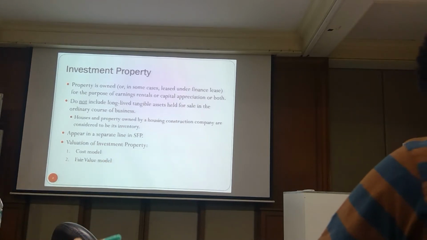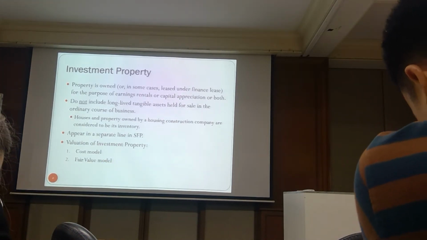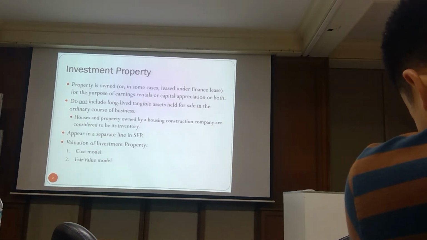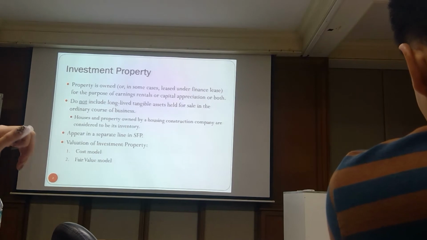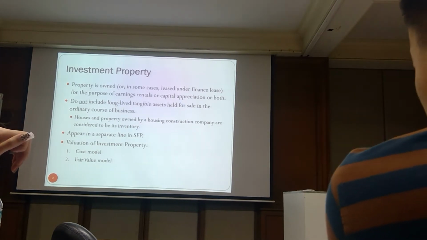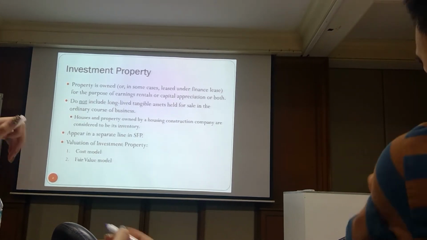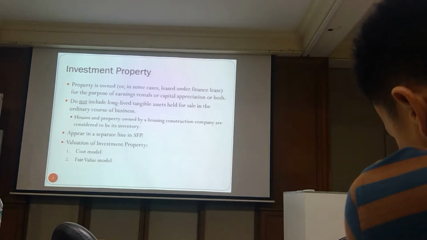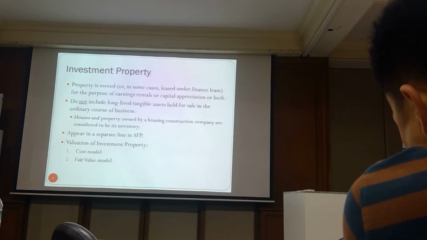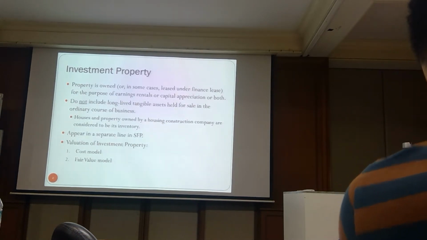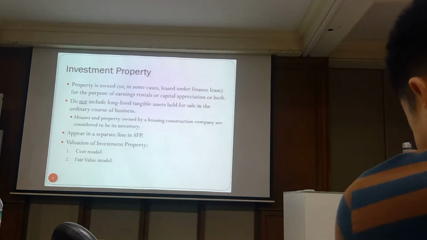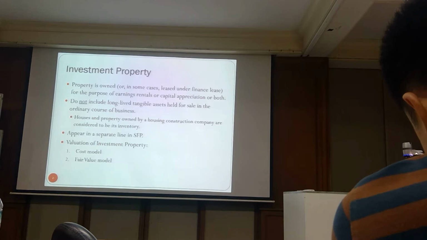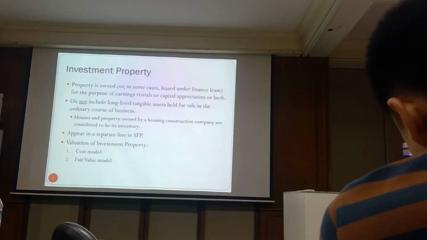After you identify this is my investment property, now it's time to think about accounting treatment. For accounting treatment here, we have two models to think about. First, we call it the cost model. The second is called the fair value model. Once you decide you have an investment property, you need to report it on a separate line from the PPE. Don't mix it with the PPE because you have a different purpose. That's why we have to report everything separately.